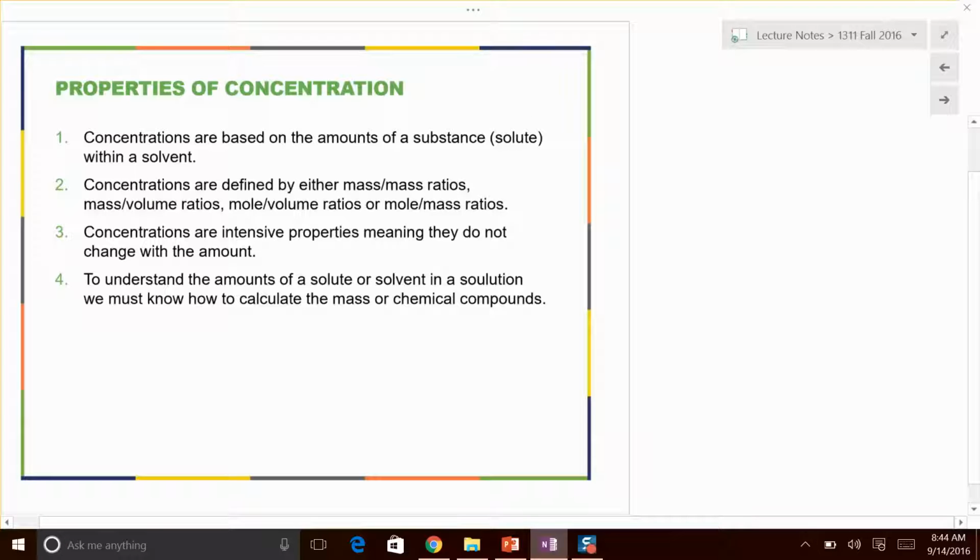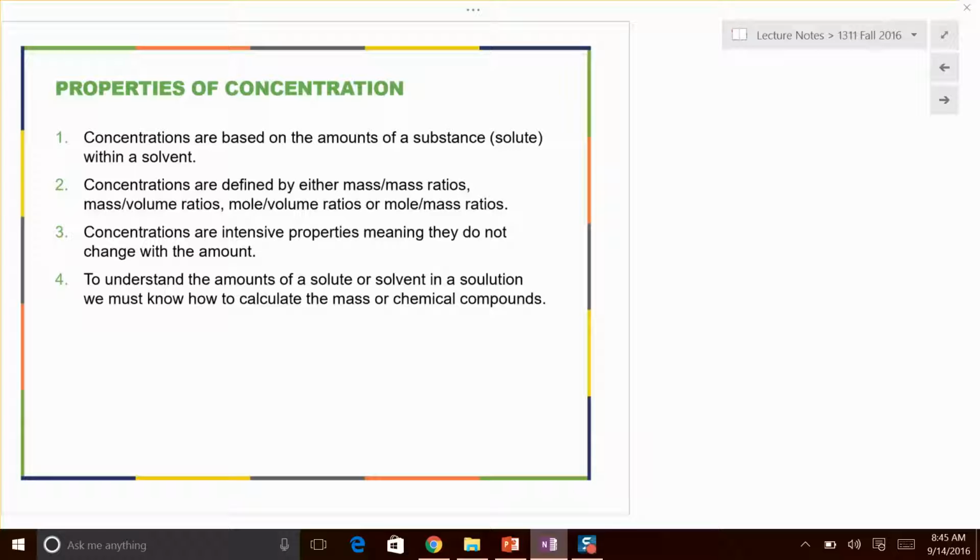Okay, so concentrations are based on amounts of substances within a solvent. A solute is the term for the thing that's being dissolved, or in the lesser amount, and the solvent is the thing that is in the greater amount, the greatest amount. And concentrations are defined either by mass per mass ratios, mass per volume ratios, mole per volume ratios, or mole to mass ratios. And these are intensive properties. They don't change with the amount.